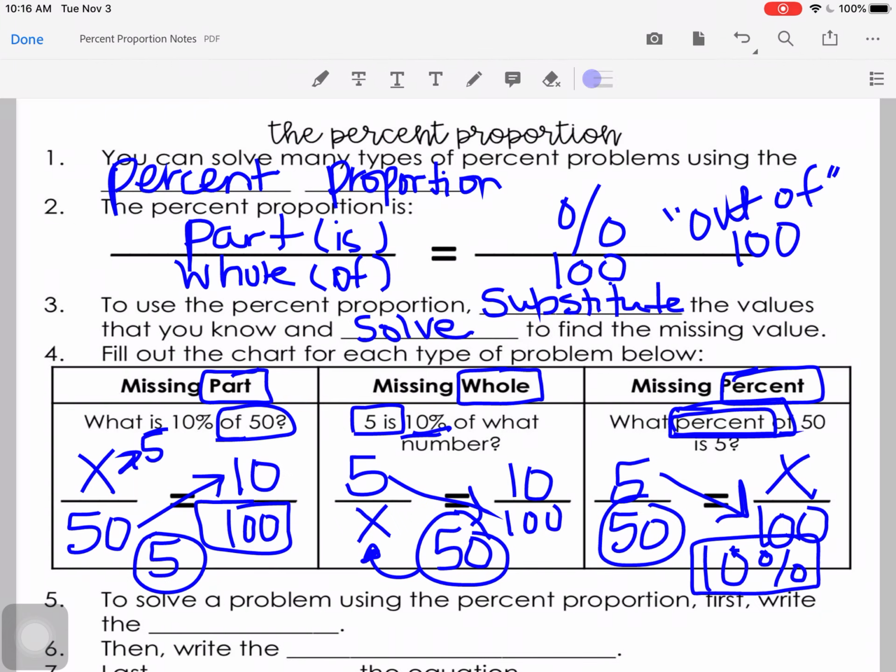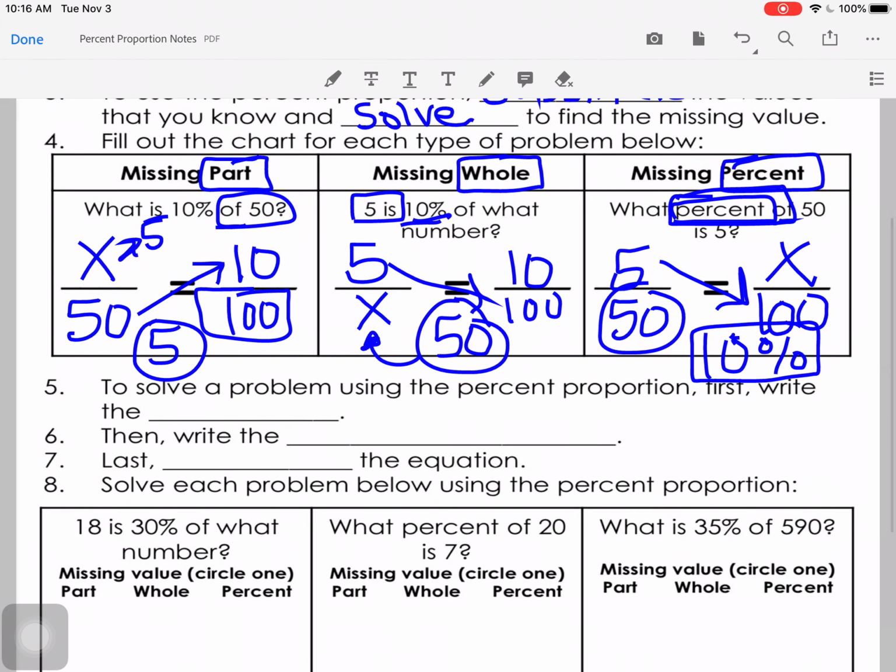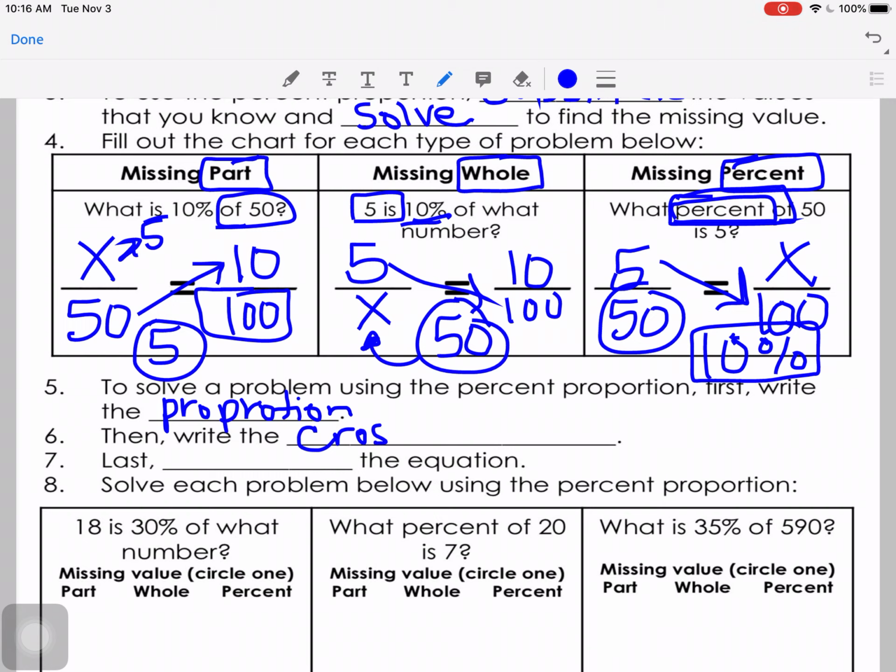All right, let's move on. To solve a problem using a percent proportion, we're going to first write the proportion. Then we're going to write the cross products, and then we're going to solve it.